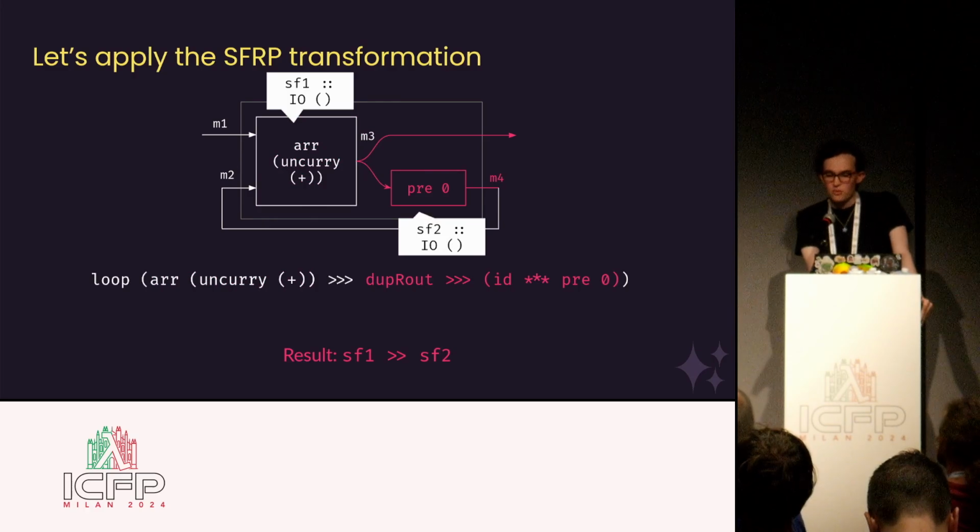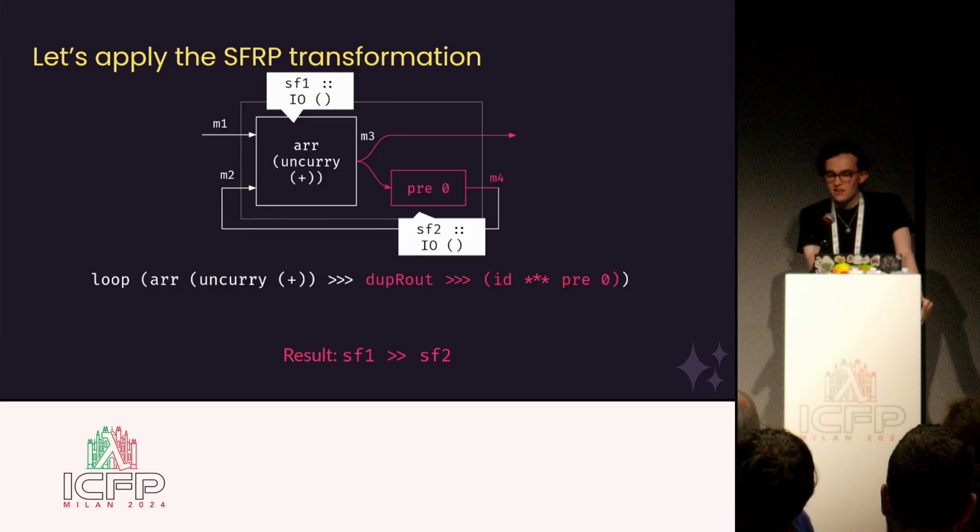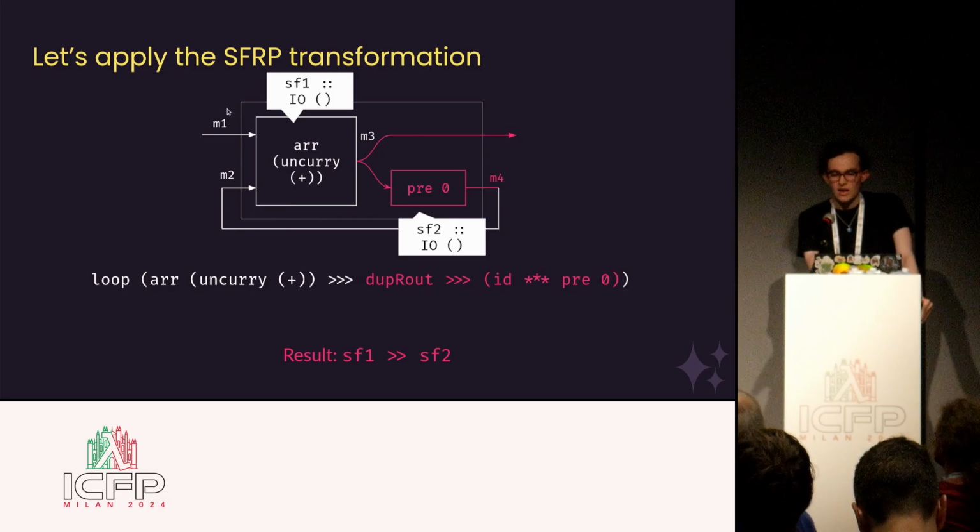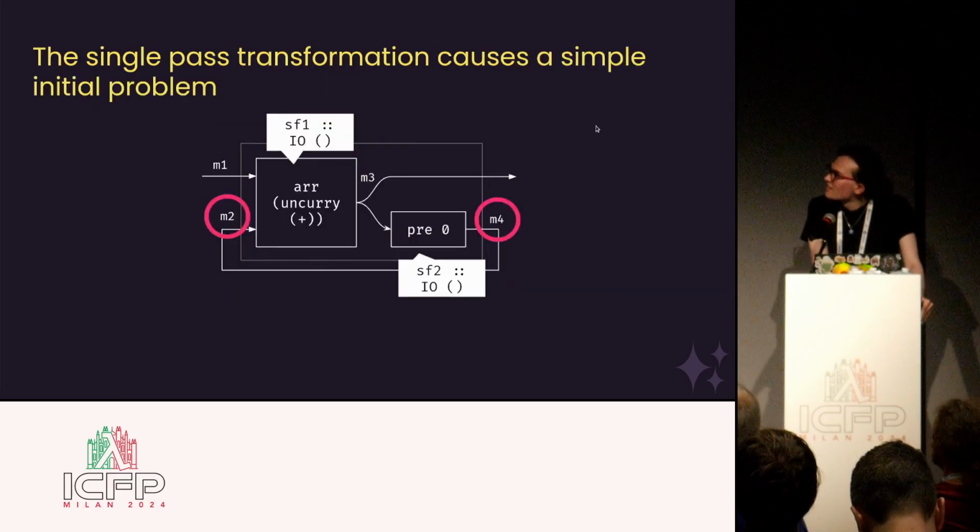Then cool, we're going to do pre-0 again. We've got an M3 as input. We'll create a computation. We'll output M4. And then our program as a whole is run just by writing to M1, run SF1, run SF2, done. Except there's a few problems.